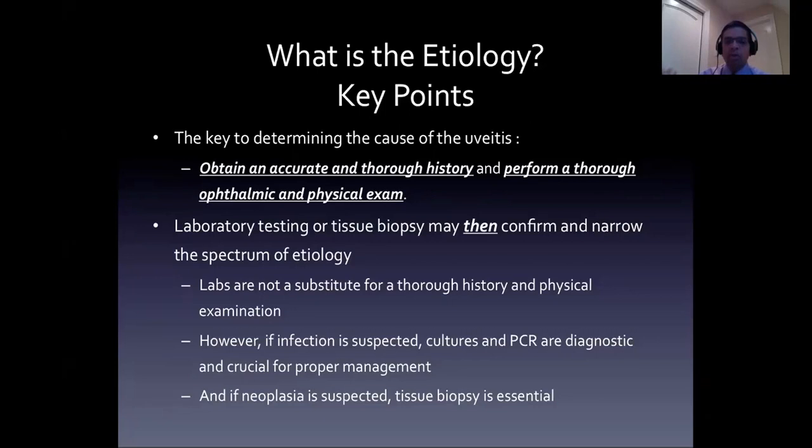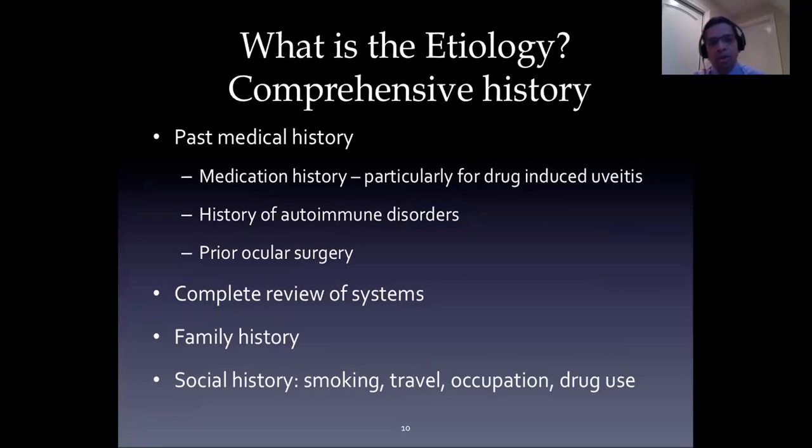Laboratory testing, of course, can be helpful in confirming and narrowing the spectrum of the etiology, but it is not a substitute for this history and physical examination. And if you suspect an infection and you can't prove it's an infection, it behooves you to do the appropriate testing, and sometimes that involves invasive testing, such as obtaining aqueous or vitreous cultures. And if neoplasia is suspected, tissue biopsy is obviously essential in the management of the patient.